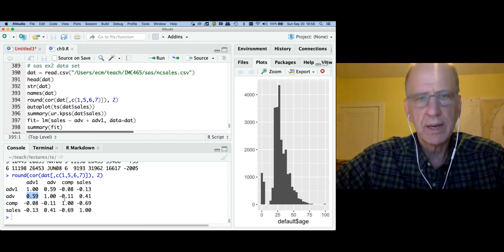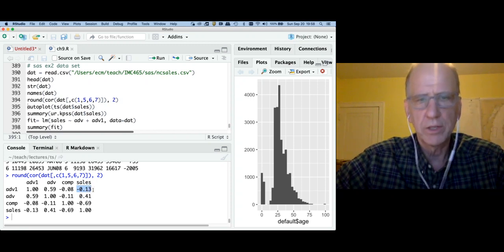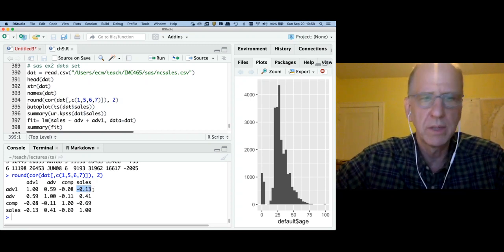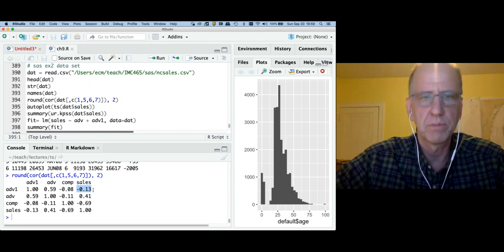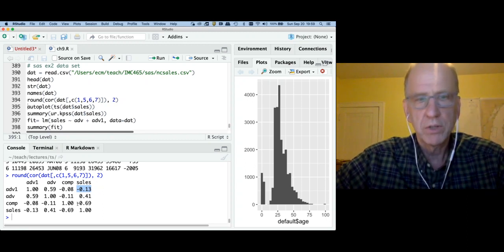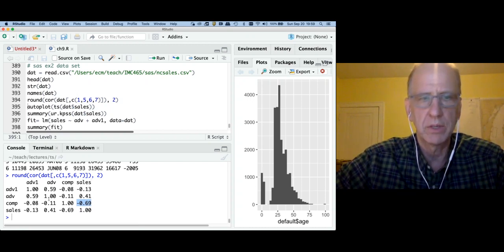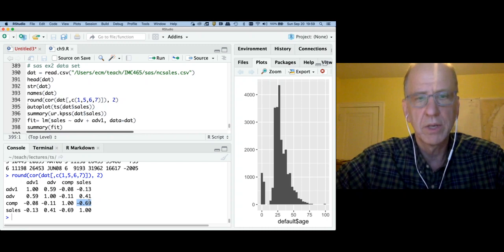Let's go take a look at how advertising is related to sales. And so we see the more we advertise this period, the more we sell this period. But there's a small negative correlation between what we did last period and our sales this period. We also see a very large correlation between competitor sales and our sales. So the more the competitor sells, the less we sell. So it looks like these are very much substitutes.